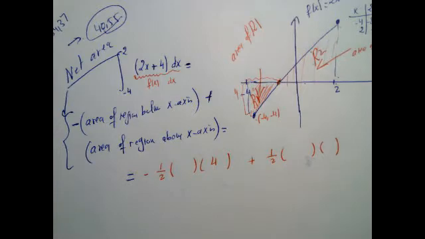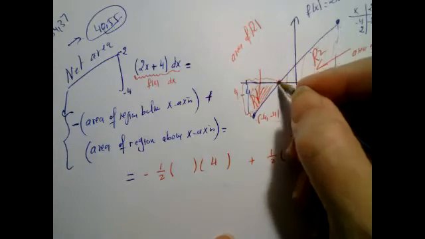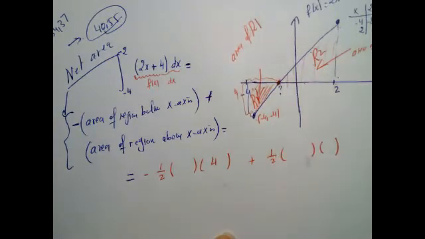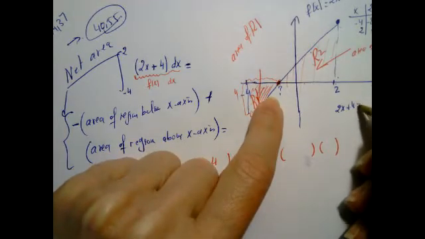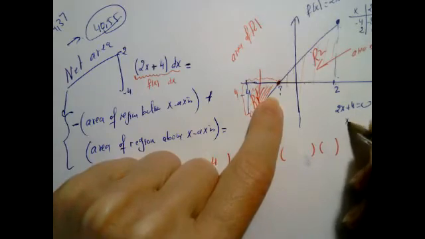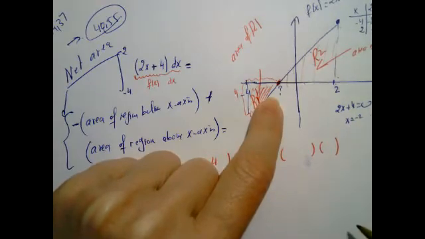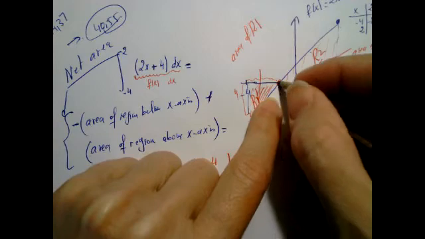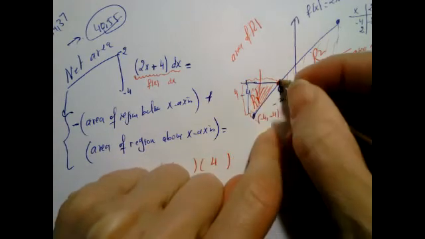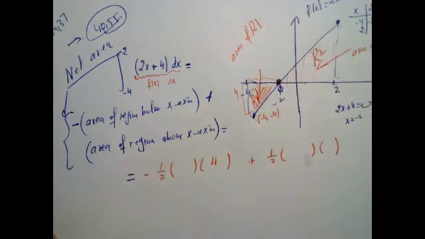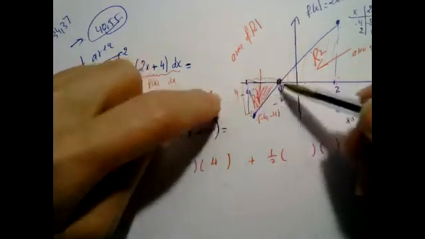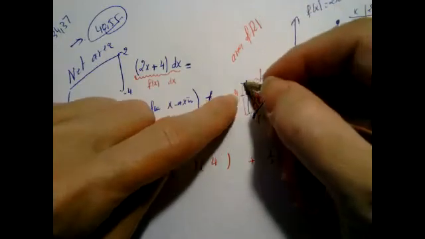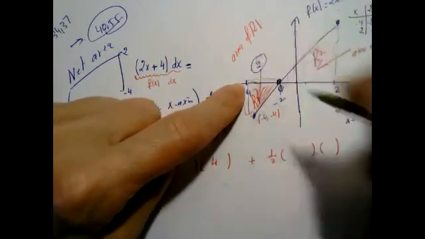We need to find the x-intercept. Exactly, we need this point. But how do we find the x-intercept? We need to set 2x plus 4 equal to 0 and solve for x. It's -2. So this point right here is -2. I need that point to be able to find the area. So now what's the base of my triangle? That's -4 here, that's -2. This base is equal to 2.